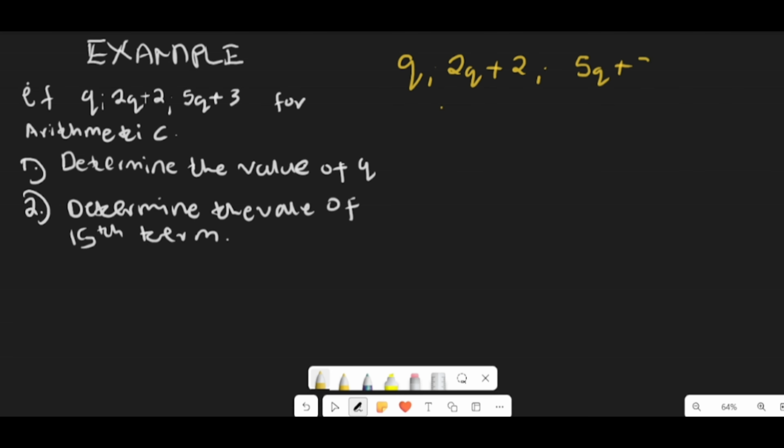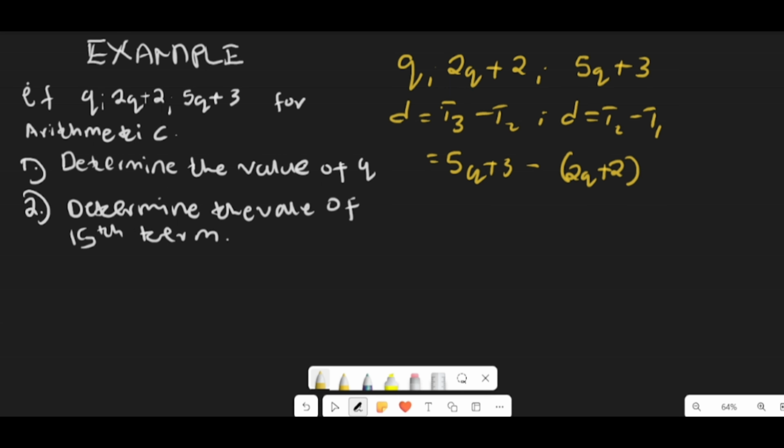Okay, so we all know that for an arithmetic sequence, the first thing we need to find is d, which is given by t3 minus t2, and d can also be given by t2 minus t1, which is our common difference. Okay, so now let's go ahead and substitute this in this equation and see what we're going to get. T3 is 5q plus 3 minus t2, which is 2q plus 2.